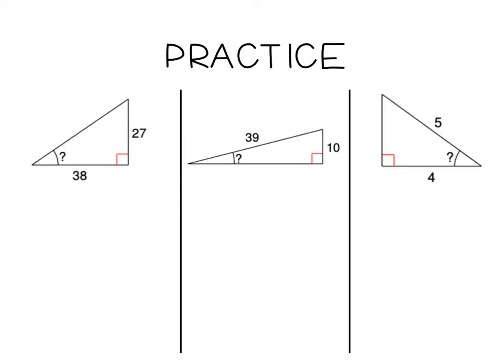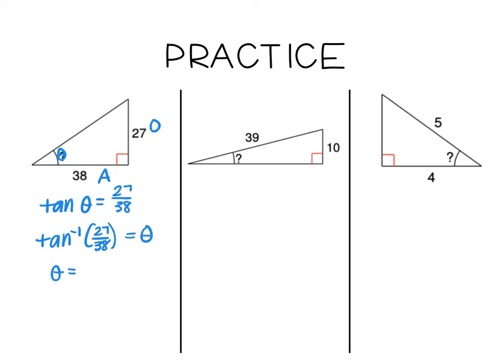Now here are some practice problems for you to try on your own, and we will go over each of them. In our first practice problem, we have our theta, an opposite, and an adjacent, so that's going to be tangent. Tangent theta equals 27 over 38, so the inverse tangent of 27 over 38 is going to equal theta. That angle theta is going to equal 35.39 degrees.